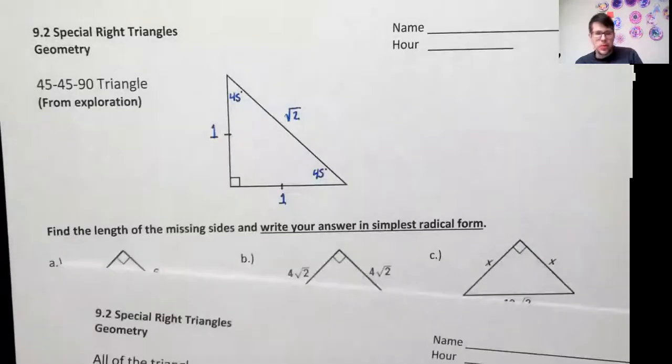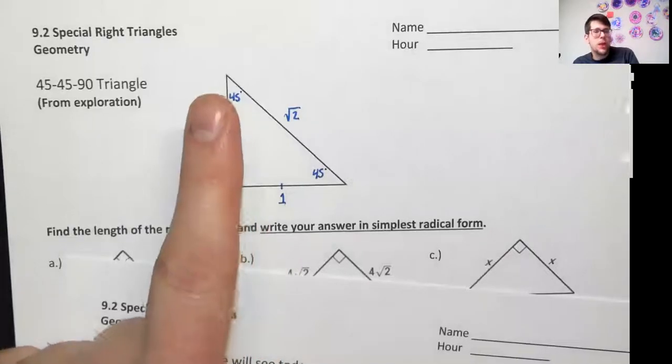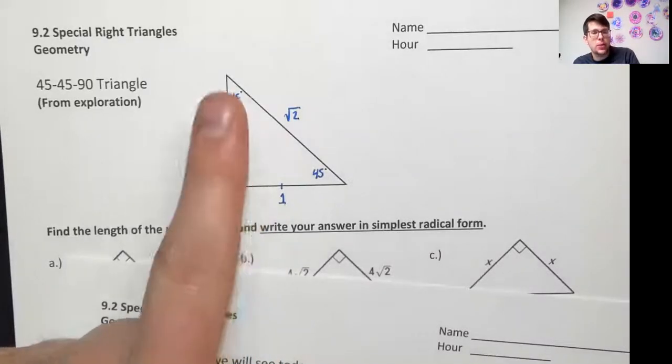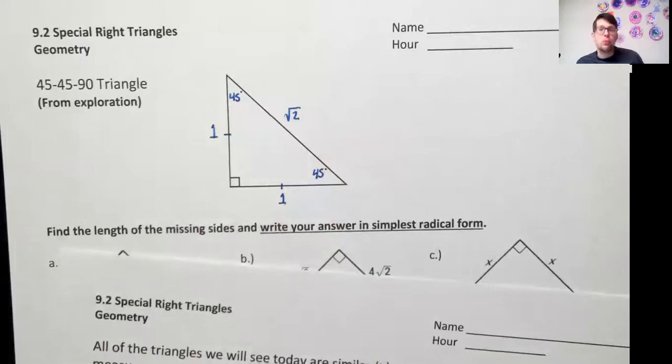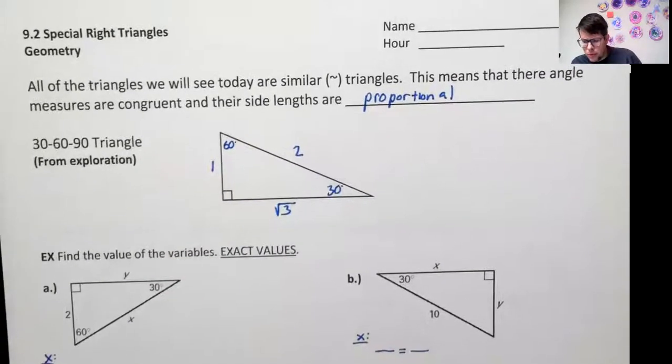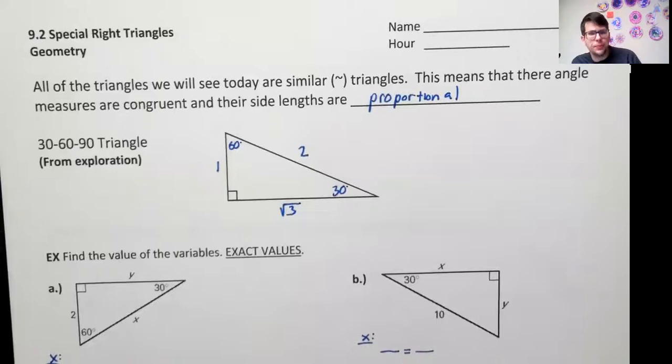Our second special right triangle is this one right here, which is going to be having not only a 90-degree angle, but also having 45-degree angles as well. And this one I think is even more popular. These two triangles are the most popular kinds of triangles that you see.